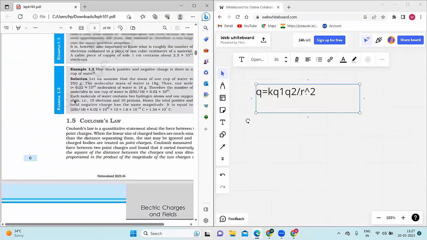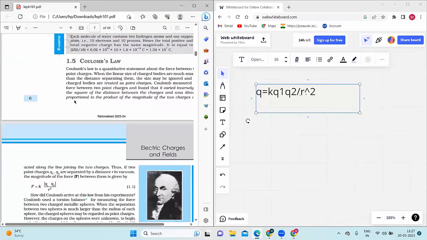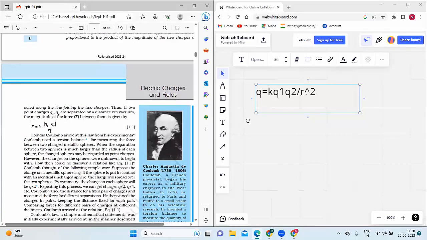Now Coulomb's law. Coulomb found that the force between two charges depends on the magnitude of both the charges and is inversely proportional to the square of the distance between the two charges. He found the magnitude of the force to be F equals K Q1 Q2 by R square.